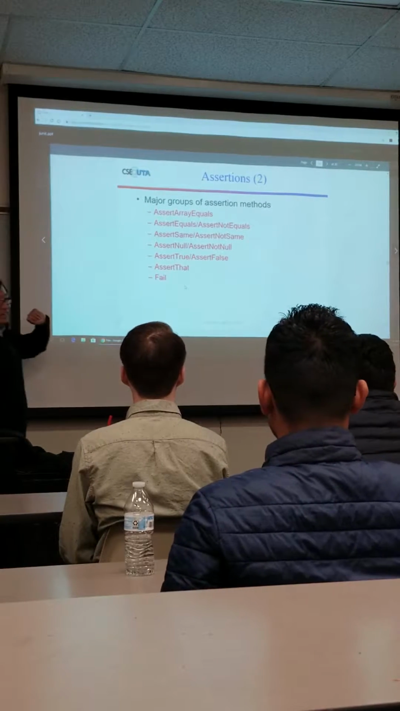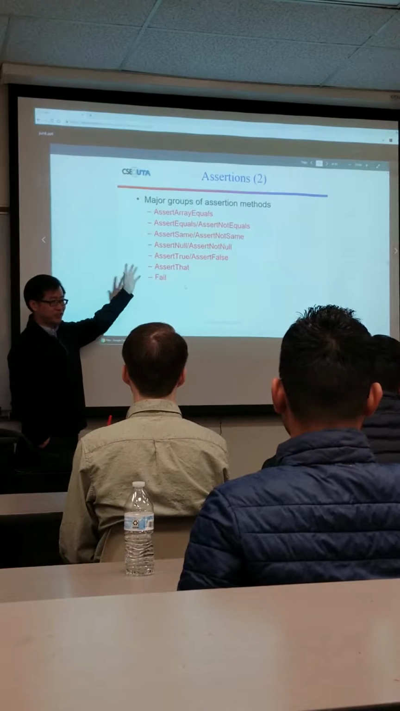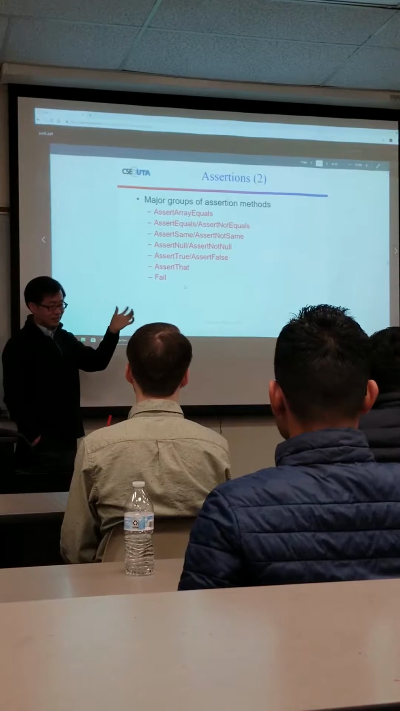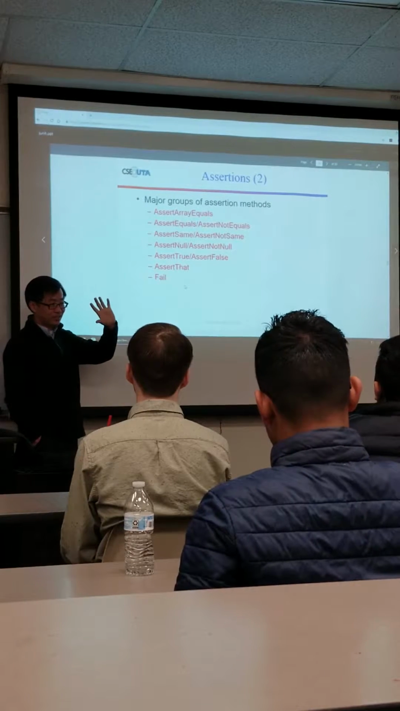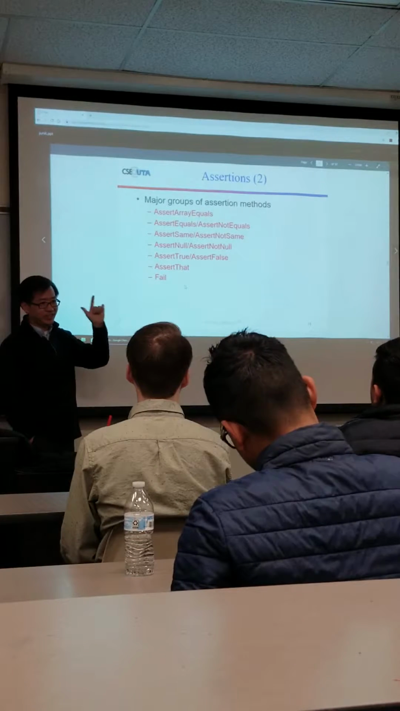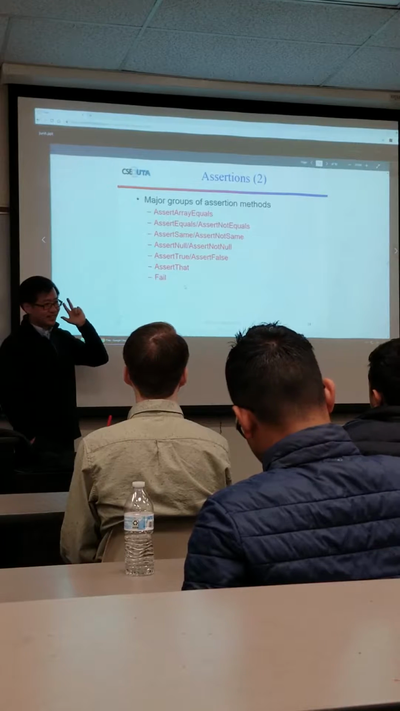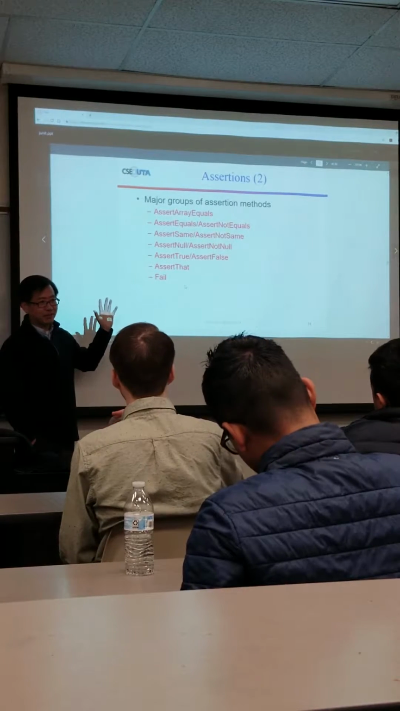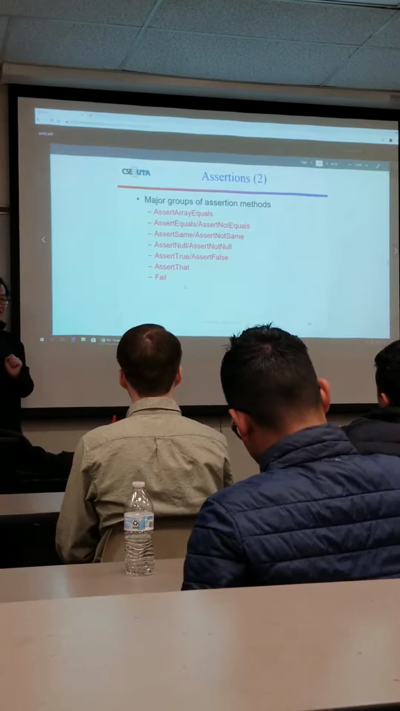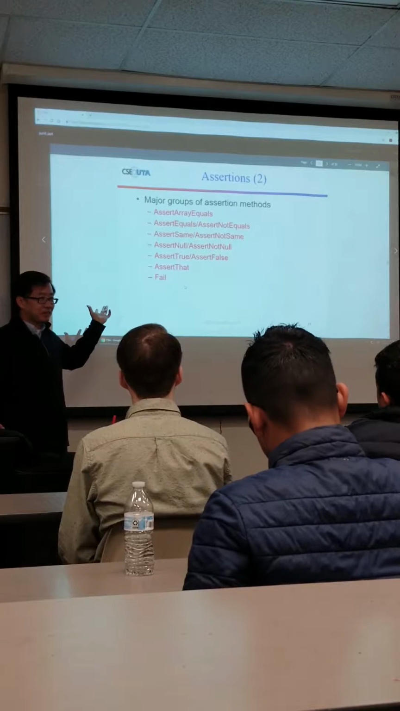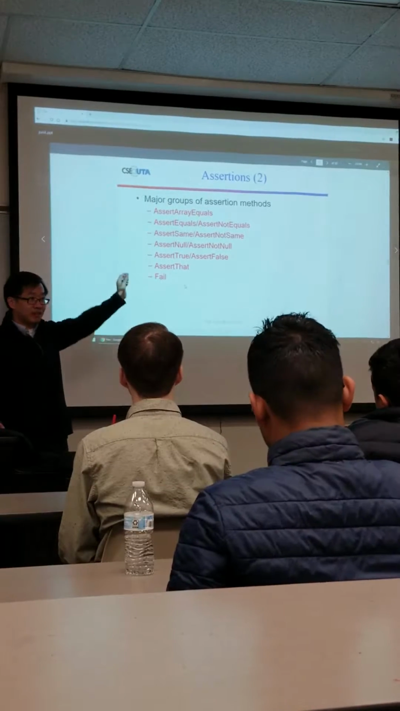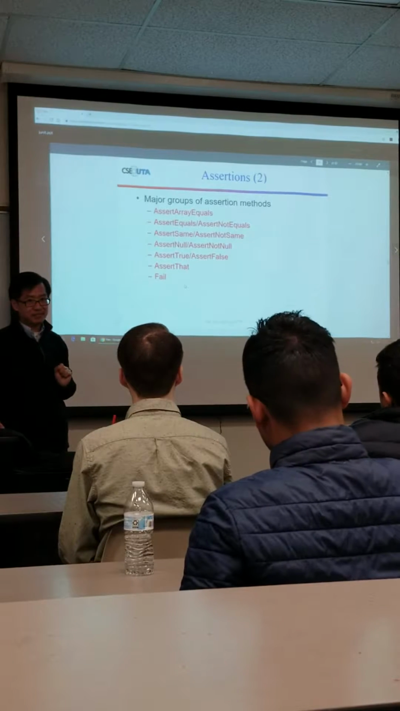So there are different assertion methods, and each assertion method is overloaded so that you can apply it to all the different data types: integer, string, array, whatever data type you have. Okay. So assertArrayEquals. Basically, this method, as you can see from the name, you're going to pass two arrays. This method is going to check if the two arrays are the same.